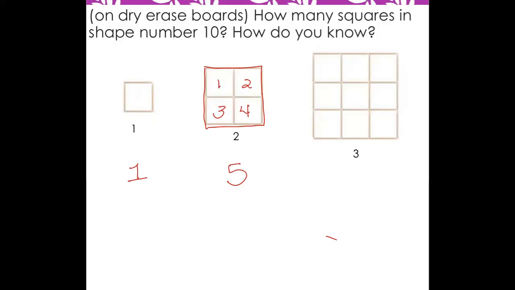So how many squares do you think there are for figure number 3? 9. Anybody else think there are 9? You're the only one. How many do you think there are, Tori? For number 3, figure number 3. 14? Wow. How many do you think there are, Justin? Now you think 14. So we got 2 for 14.